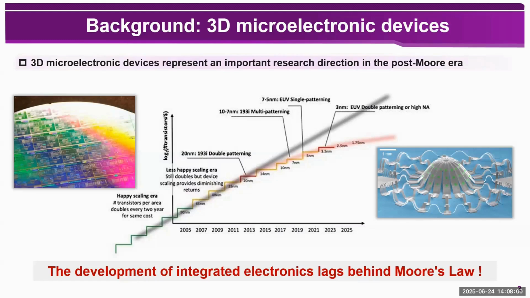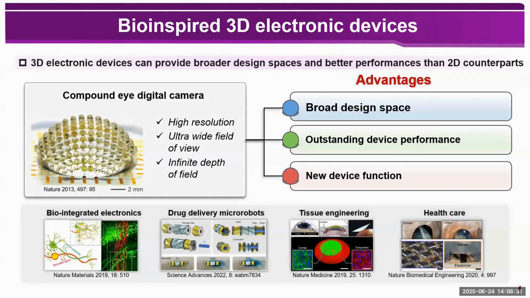This is mainly because the planar microfabrication techniques have already approached their physical limits. So how to continue the Moore's law? We need to introduce new ideas and new rules for their further development. Considering the third dimension can bring brand new opportunities, the 3D microelectronic devices have already become a very important research direction in the post-Moore era. So what are the advantages? In general, when comparing to 2D designs, the 3D electronics can provide broader design spaces, better mechanical properties, improved device performances, and even brand new functions.